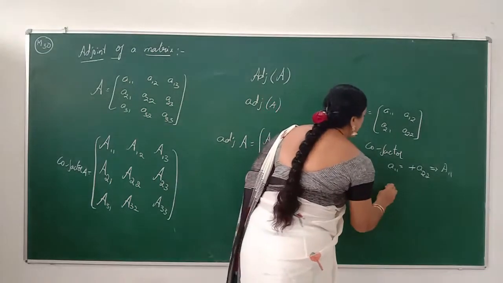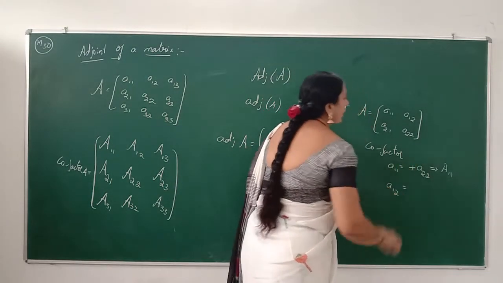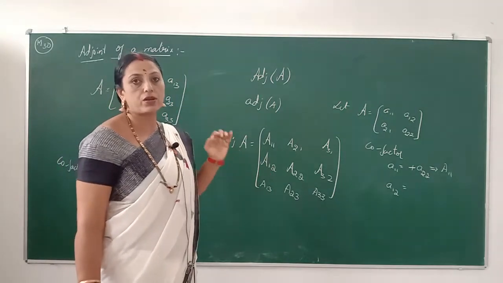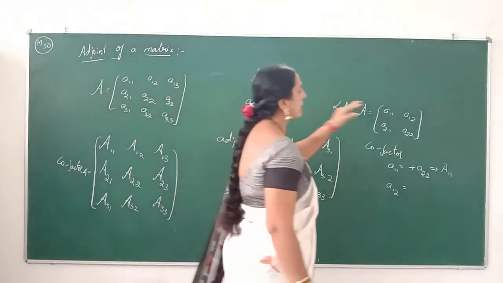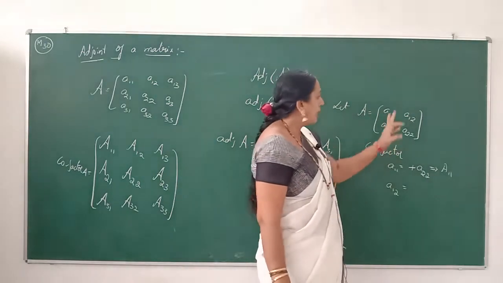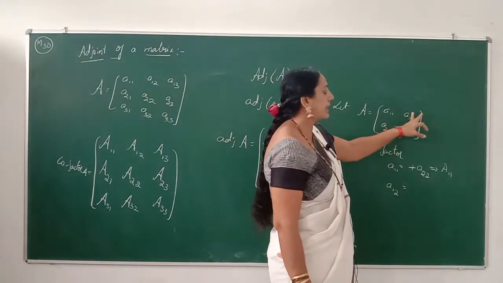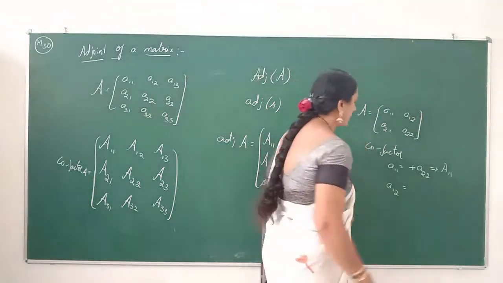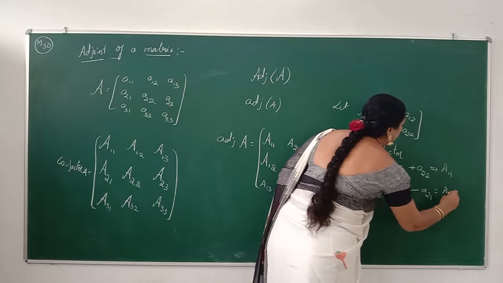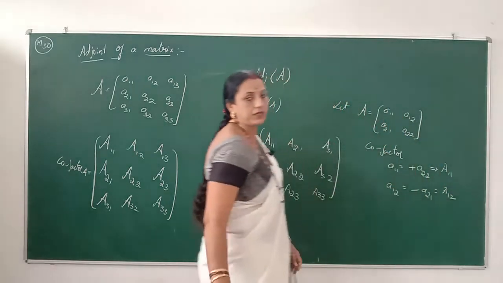Similarly, the next element is A12. A12 is an element of the first row, second column. These elements get neglected and the remaining is nothing but A21. But according to the sign, the second element is multiplied by minus, that is minus A21. It's denoted by A12 in capital letters.